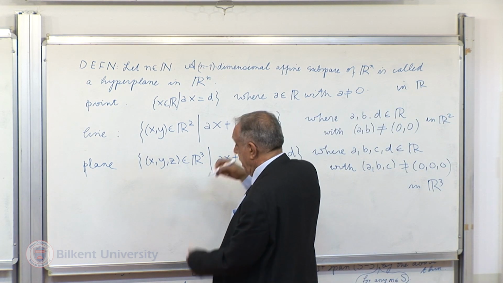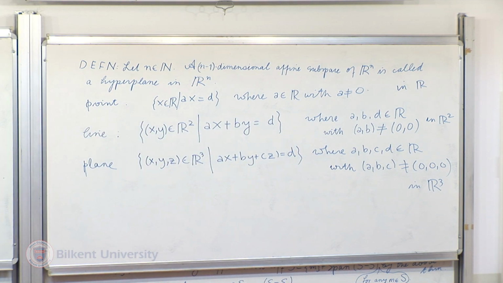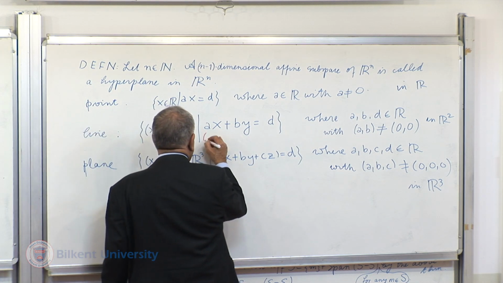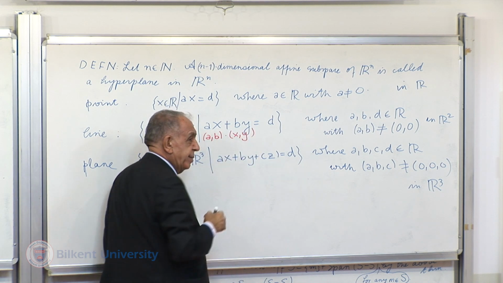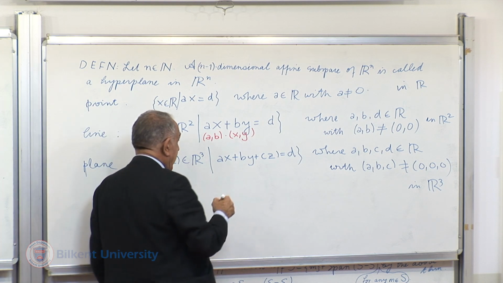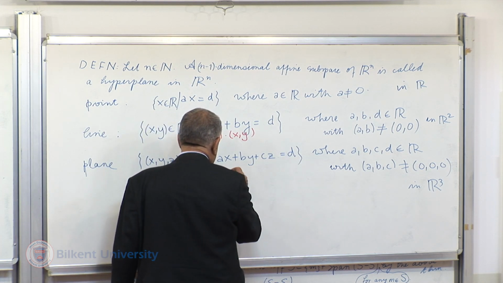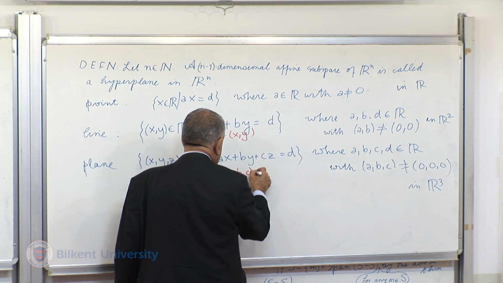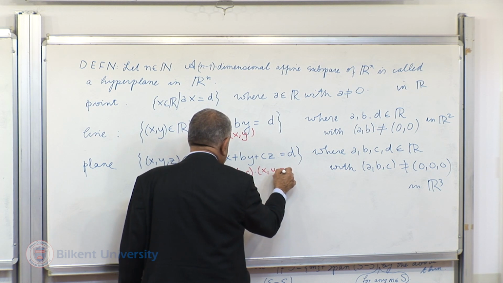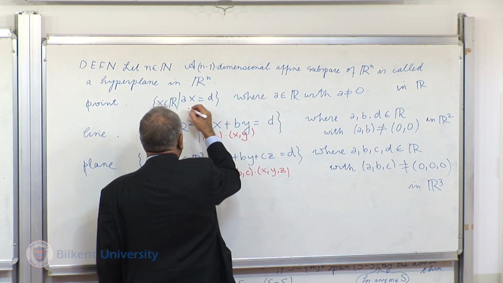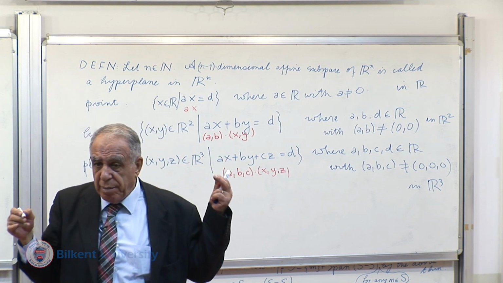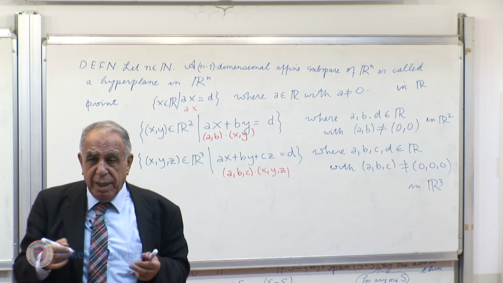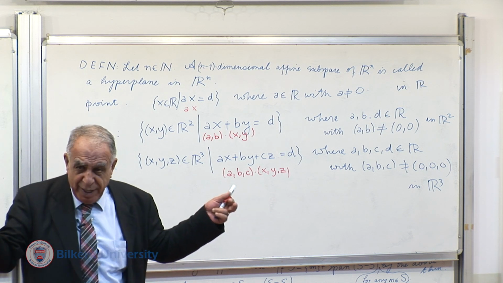Now, this is nothing but the inner product of AB with xy. This is the inner product of ABC with xyz. This is the inner product of A with x. But here the inner product in the one-dimensional case and the usual product and the scalar product, they all coincide.